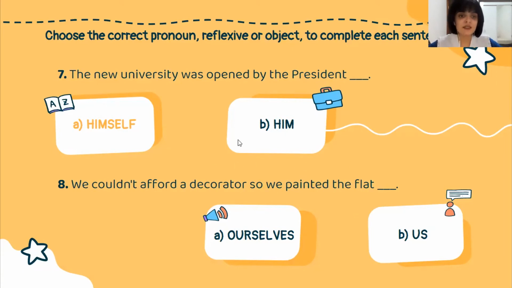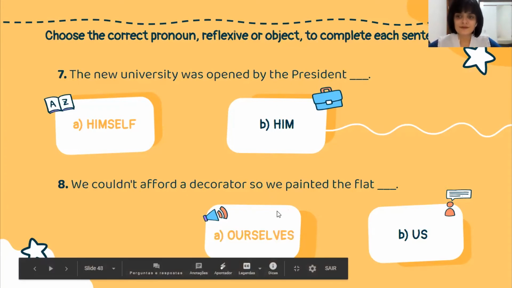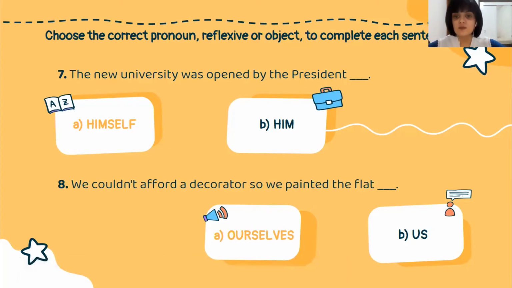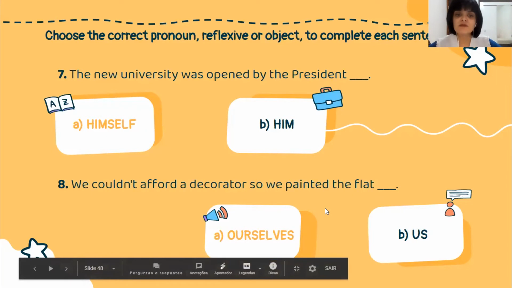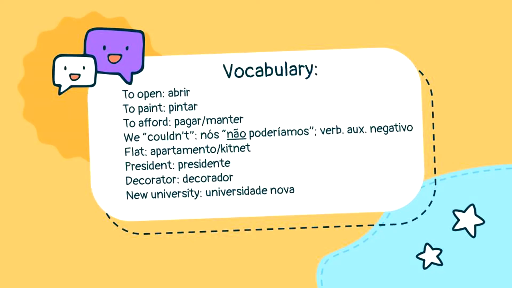Now, guys, number 8. We couldn't afford a decorator, so we painted the flat... Which one? Very good, guys. So the word is ourselves because it's specified that some people did it themselves, okay? So probably this couple or this couple of friends decided to paint the flat themselves because they couldn't afford the decorator. So the sentence states like that: We couldn't afford a decorator, so we painted the flat ourselves.